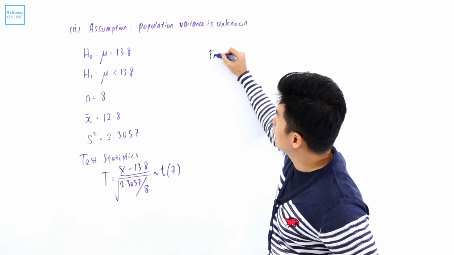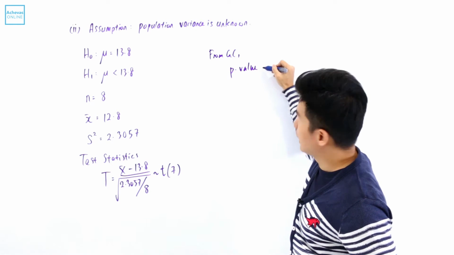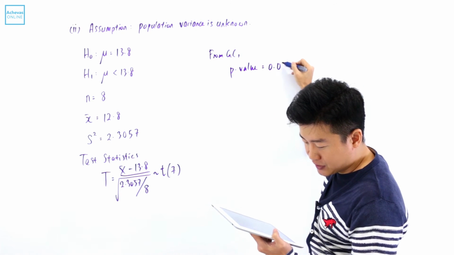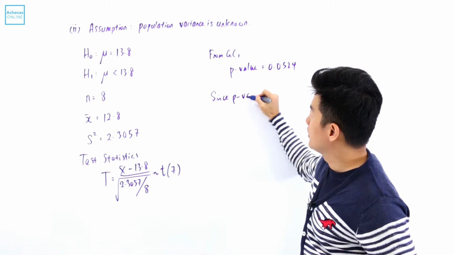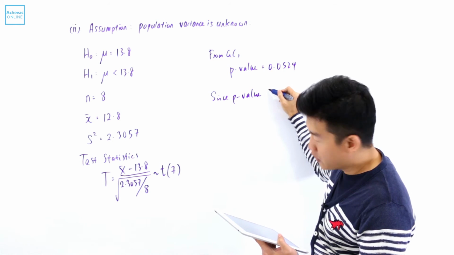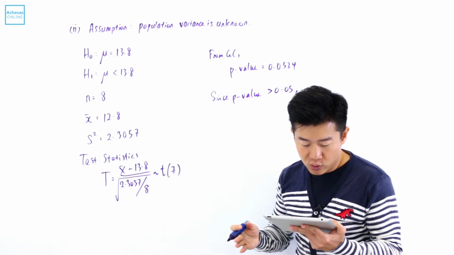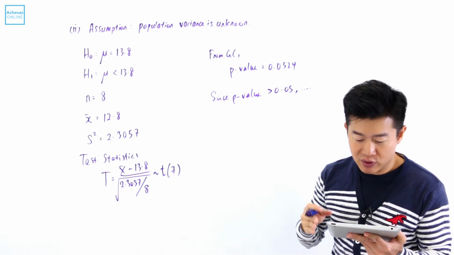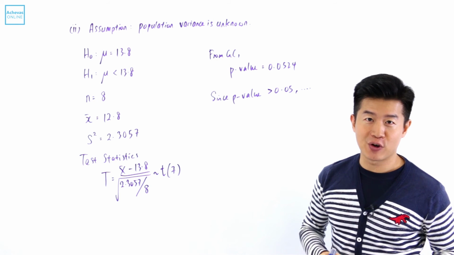From my graphing calculator, the p-value that I have obtained is 0.0524. And now we can conclude, because this p-value that we have obtained is bigger than 0.05, that there is insufficient evidence to support the magazine editor's belief at 5% level of significance.